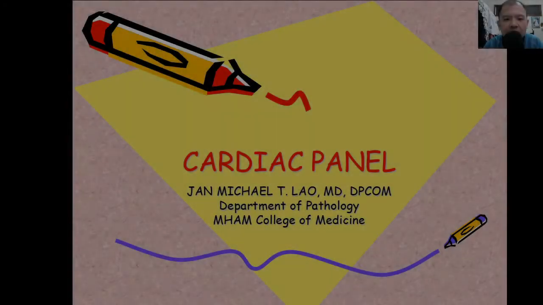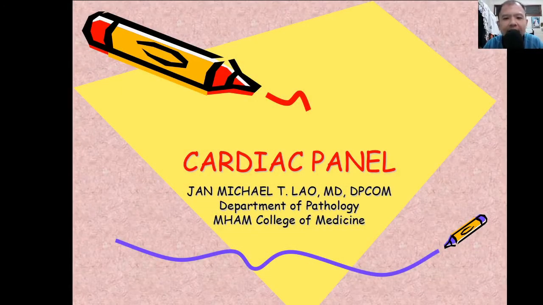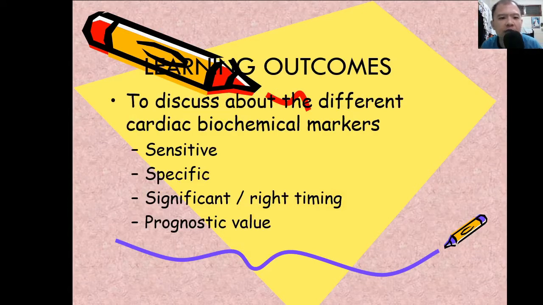So our lesson for today is on the cardiac panel. The learning outcomes for our lesson for today are to discuss the importance of our basic cardiac markers. We'll be talking about what they are, and whether each is a sensitive biochemical marker or a specific one. Each of these markers has its own timing. So we need to know if this marker is the right one at the right time.